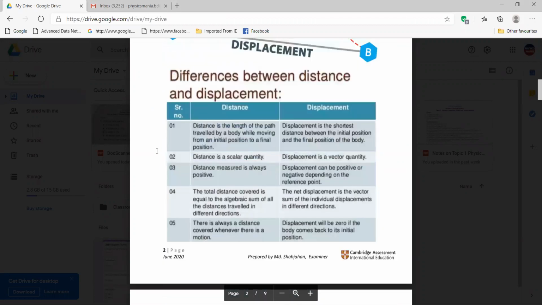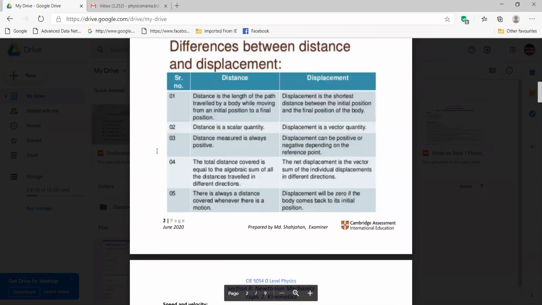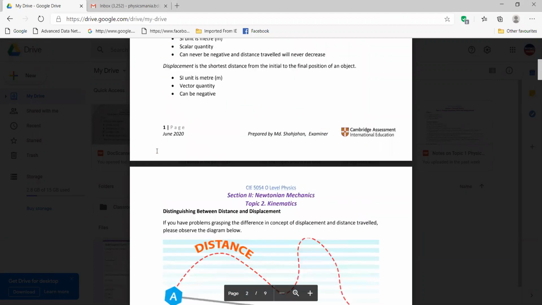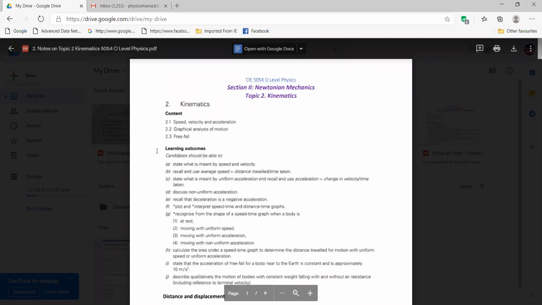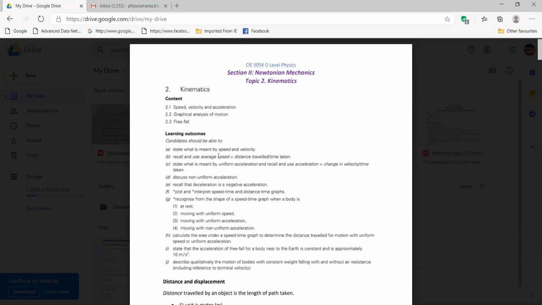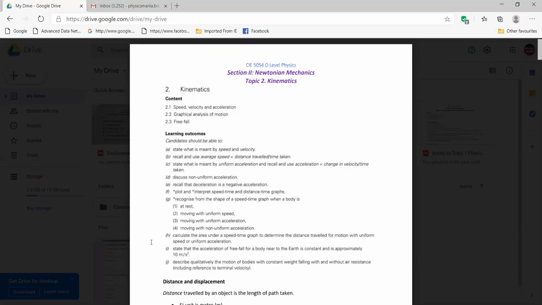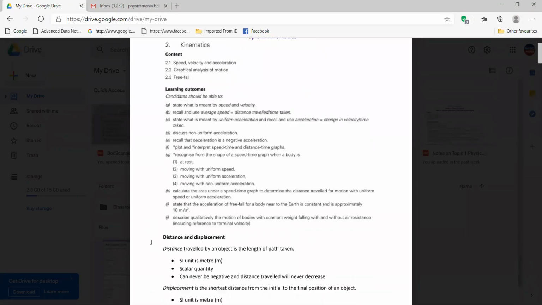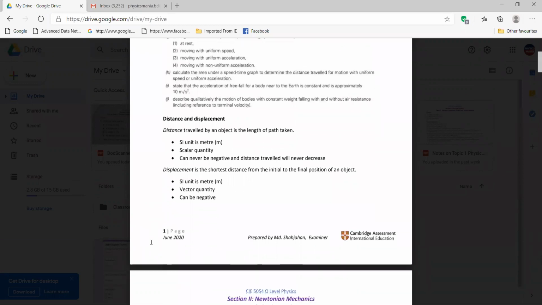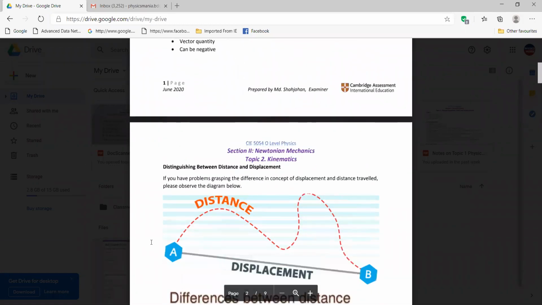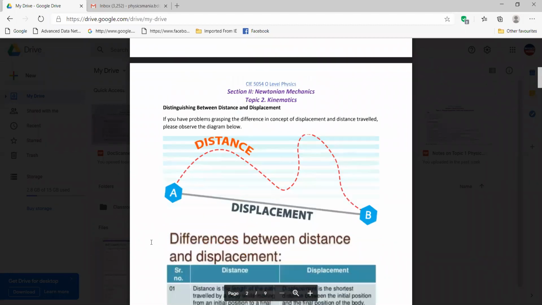Then the differences between distance and displacement. In this topic, when you go to the learning outcomes, you will not find distance and displacement. The definition or any explanation required, you will not find it. But to understand speed and velocity, you need the idea of distance and displacement. That's why at the beginning I started with distance and displacement.